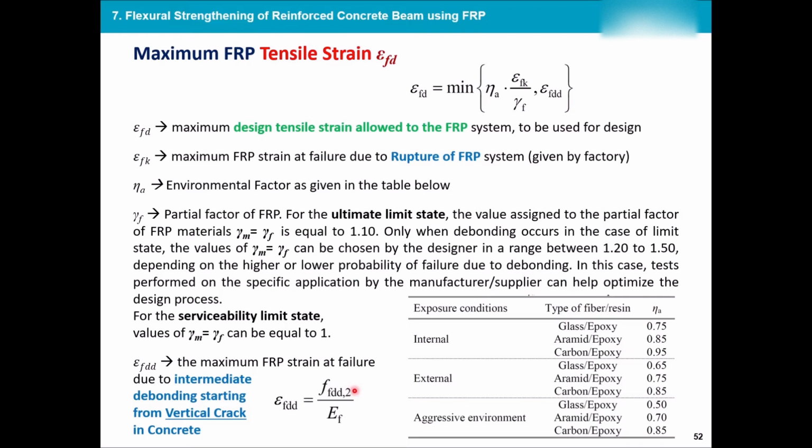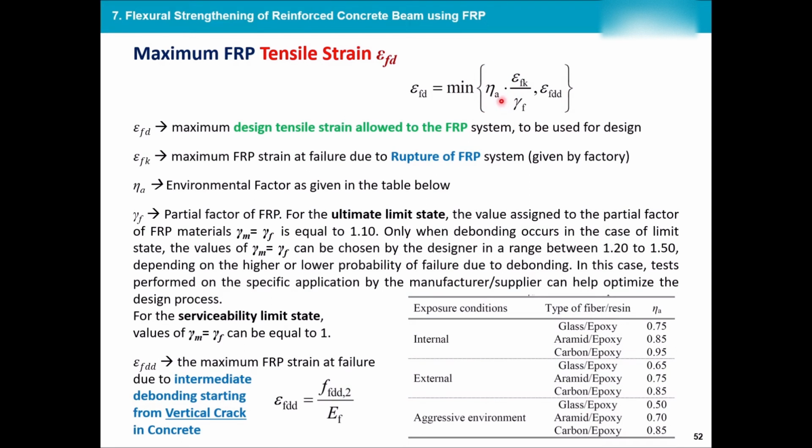So now I have calculated the new debonding strength factor for FRP, the strength of the FRP under mode 2. I have the elastic modulus of my FRP, so I just simply divide them. I have the strain due to that, the maximum FRP strength at failure due to intermediate debonding starting from vertical crack in concrete. Your strain is either this value or this other value.